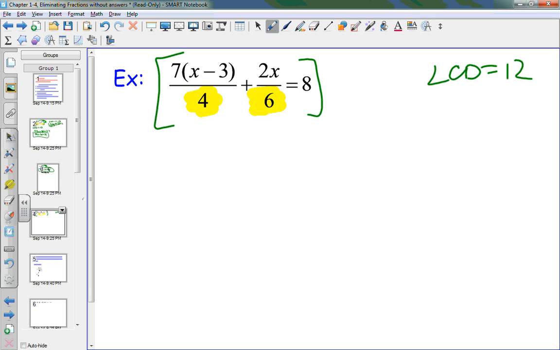I'm sorry? Multiply the entire thing by 12. So what do I do first whenever I distribute that 12? What did we do before? Divided by the denominators. What is 12 divided by 4? 3, and then bring down the jump.